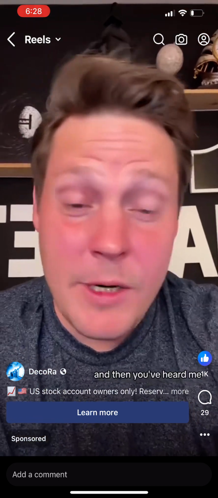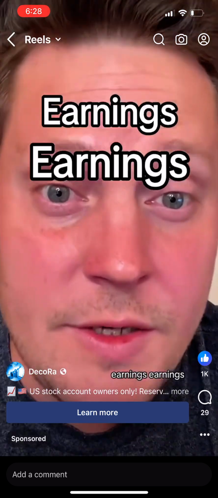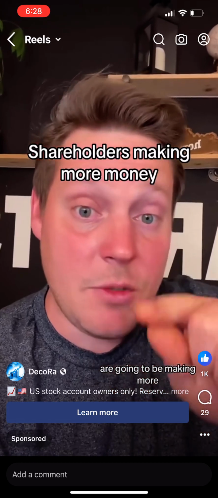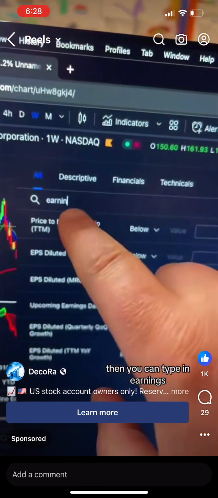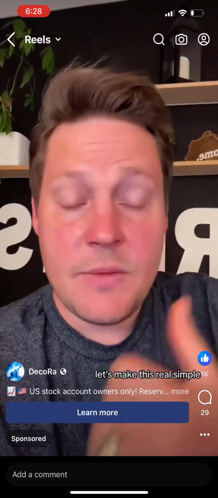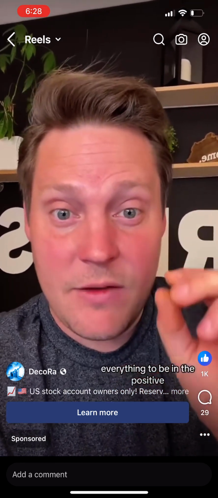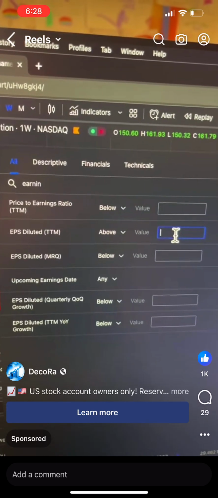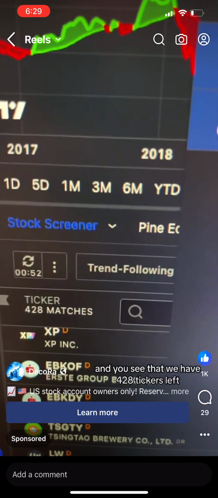And then you've heard me preach over and over again that the most important thing about stocks is earnings, earnings, earnings. It all comes down to if shareholders and executives are going to be making more money in their company and on their shares. Then you can type in earnings and we get earnings per share diluted, earnings per share forecast. Let's make this real simple and just know that we want everything to be in the positive. Let's change all of these to above 0. Okay, those have all been changed to above 0, and you see that we have 428 tickers left.